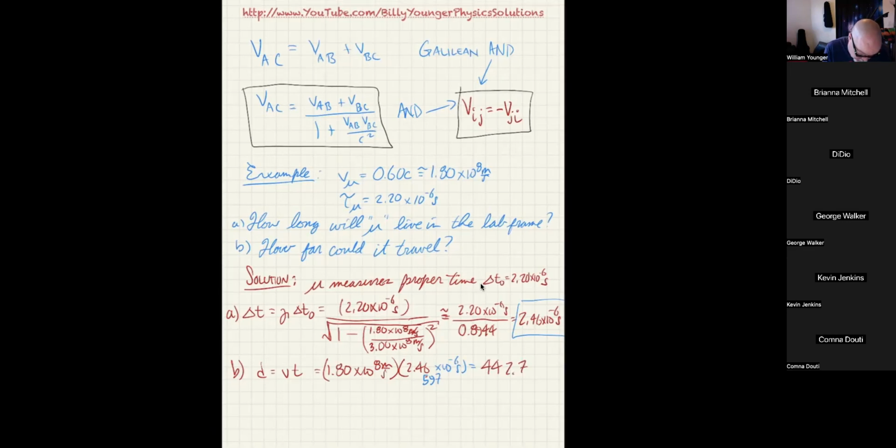That's good enough. 0.7 meters. So that's how far it would go while still existing in the laboratory frame. And the reason that's relevant is when those muons are created in the upper atmosphere, they're created with a speed that's not quite fast enough for them to reach the surface of the Earth, yet we detect them at the surface of the Earth. So that seems like a bit of a conundrum.